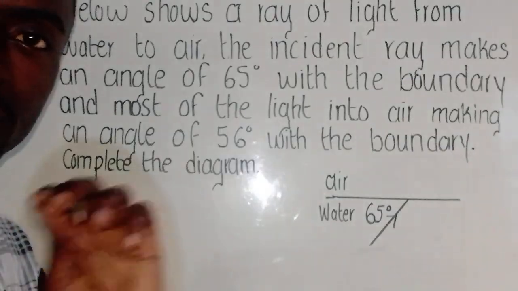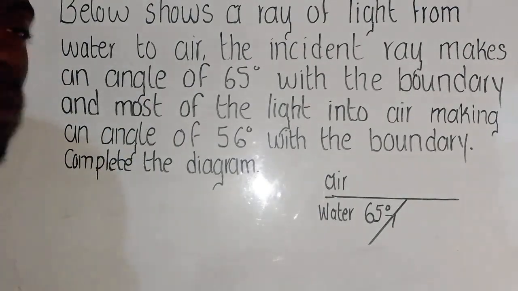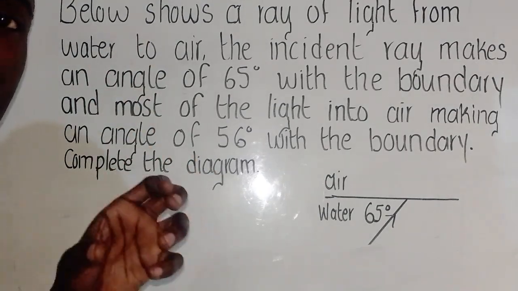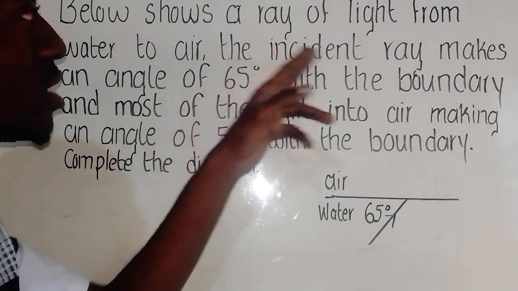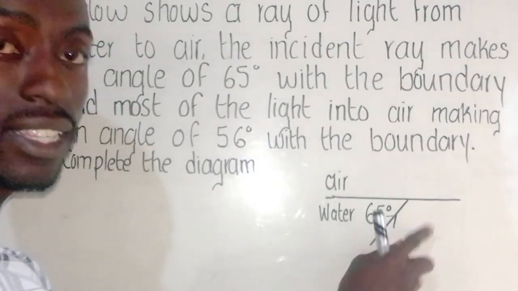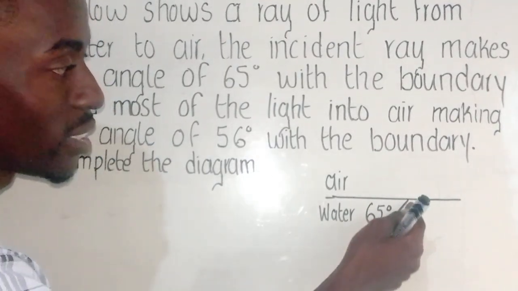What is light? Light is anything that stimulates sight and makes things visible. Okay, now you must understand that light here is moving from water to air, meaning it is moving from one medium to the other. Okay, now they are saying the incident ray. The incident ray is a name given to this ray here. This simply means that light was coming from this side. So this we call the incident ray.